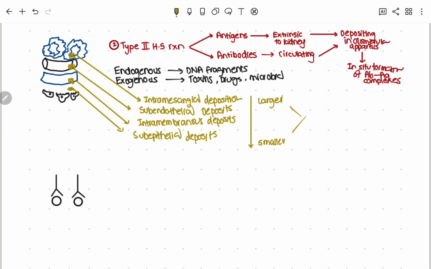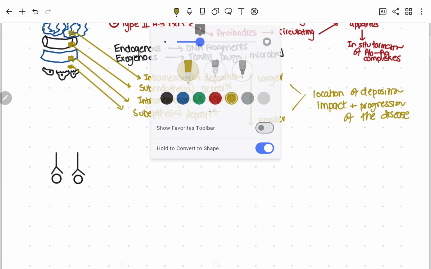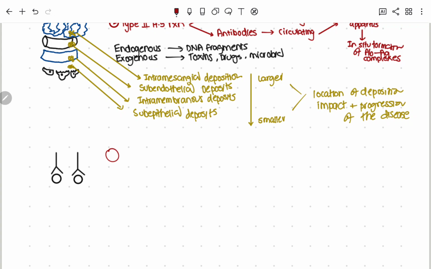And as a whole, depending on where these antigens are located, or where they're deposited rather, the location of deposition normally drives the impact and the progression of the disease. And so that's that. Now then, coming to type 3 hypersensitivity reactions.